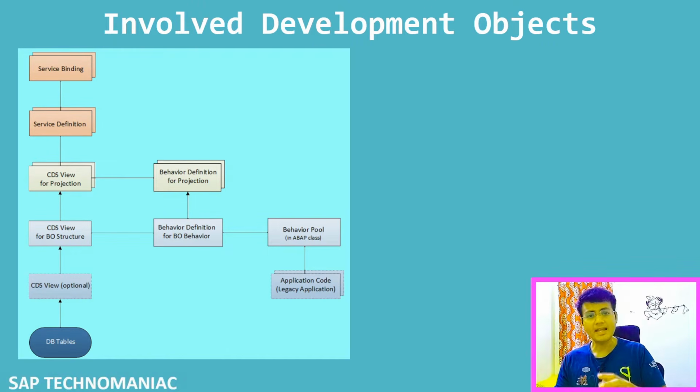Whenever we create the managed and unmanaged scenario, these are the objects we have to create. Basically, we have the database table, or if you want to create a custom database table, you have to create it there. On top of that, you have to create the CDS view and interface CDS view, and the projection views, and service definition and service binding. These are for the read-only applications.